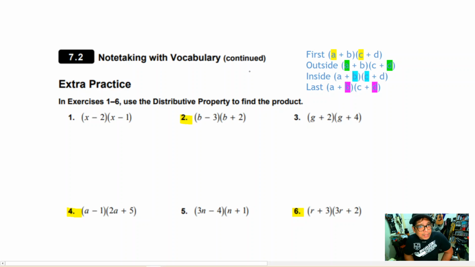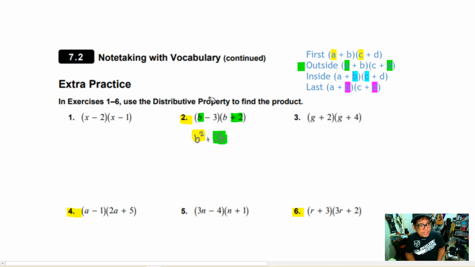And first of all, it says to do first. So which are the two monomials that are first? Well, I'm looking at number 2, and they are the b and the b. So b multiplied by b is b squared. How about the outside? Okay, the outside is going to be this b and this positive 2, so that is plus 2b. So we'll put a plus and then a 2b.